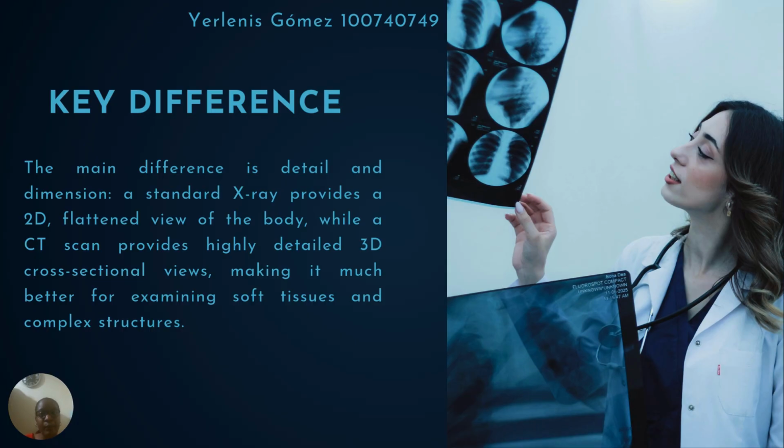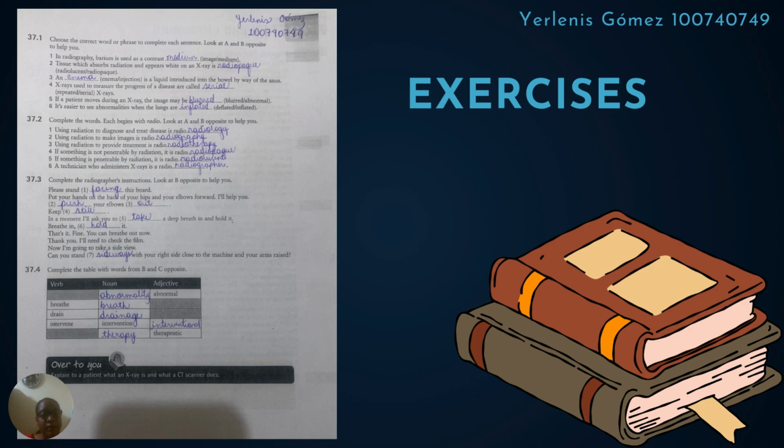Now I'm going to be reading the exercises of this chapter. I'm going to be reading from my book because it's easier, but you can see what I'm reading the whole time on the screen. Let's start with 37.1. Choose the correct word or phrase to complete each sentence. Look at A and B opposite to help you. Number one, in radiography, barium is used as a contrast medium.